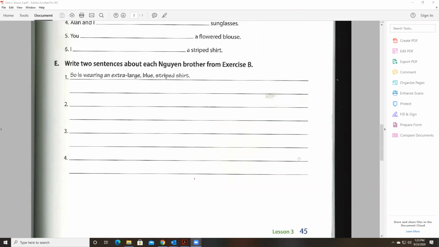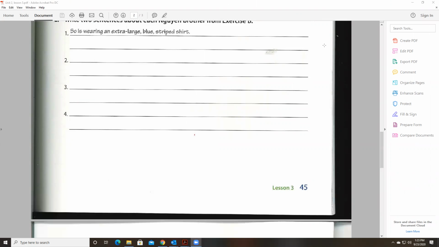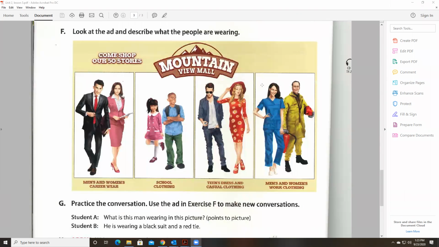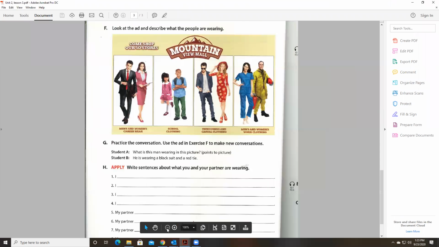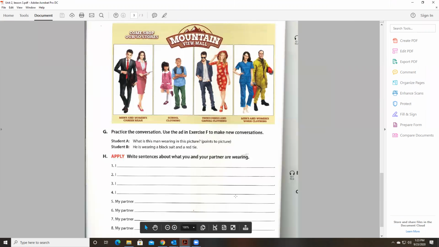Okay. Now let's look at the ad. Let's look at the ad and describe what the people are wearing. So it looks like this is an ad for Mountain View Mall, right? This is going to be a little bit more difficult to practice, but we will go ahead and talk about it a little bit more.